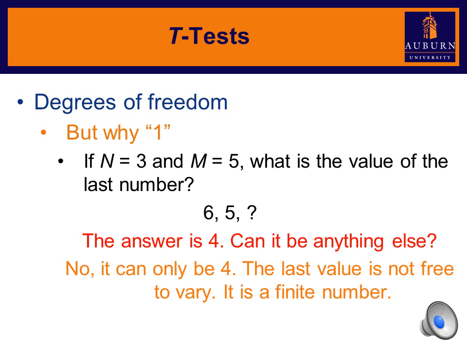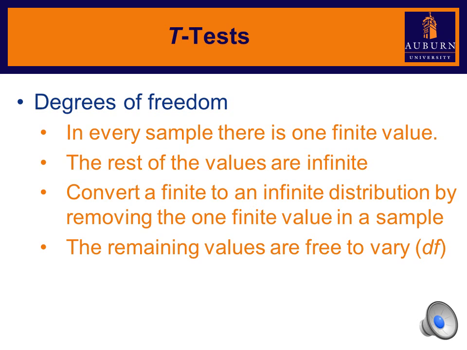And so in my sample, if my numbers can be anything, if they vary infinitely, then my distribution by necessity must be infinite also. All values in my sample would be possible, and that would create an infinite distribution. So, our degrees of freedom tells us that in every sample there is one finite value. The rest of the values are infinite values. They can vary infinitely. So if I want to convert a finite distribution to an infinite distribution, I have to remove that one finite value from the sample.